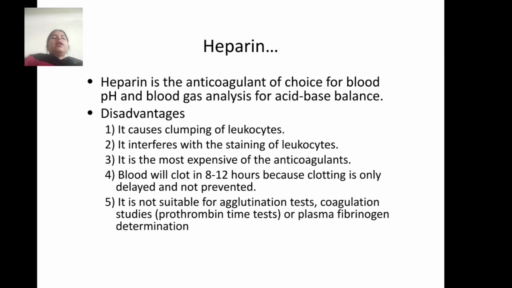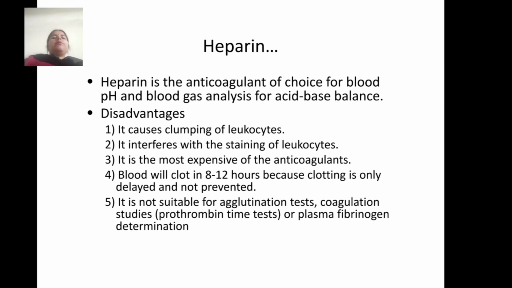Heparin is the anticoagulant of choice for blood pH and blood gas analysis for acid-base balance. These are all the advantages of heparin. And next are the disadvantages of heparin.